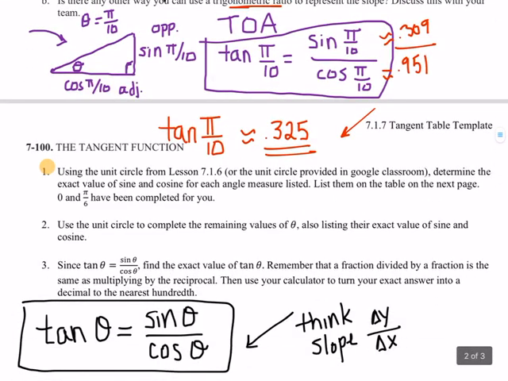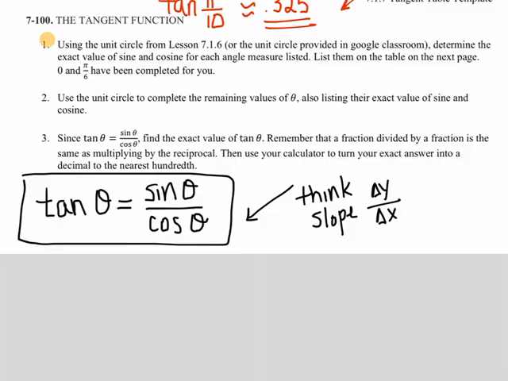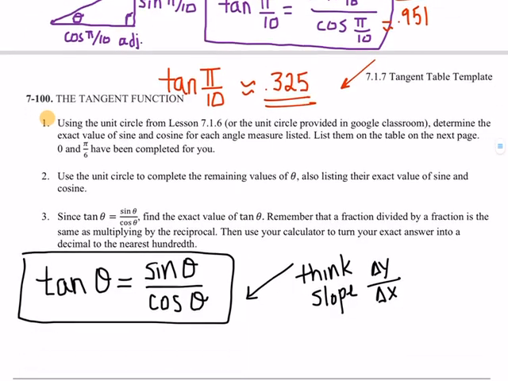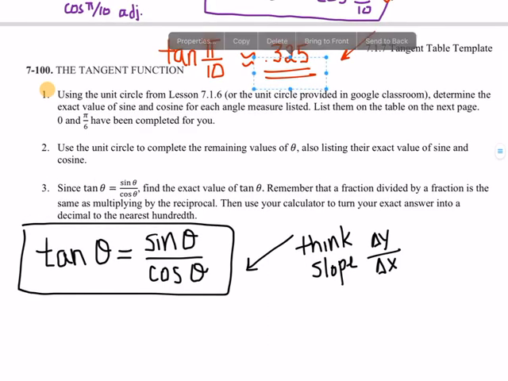Okay, so we did what they asked us for number 1, which was to simply fill out the sine and the cosine. Now we are going to use the unit circle to complete the remaining values of theta. We did that. So now we are moving on to this idea of tangent.